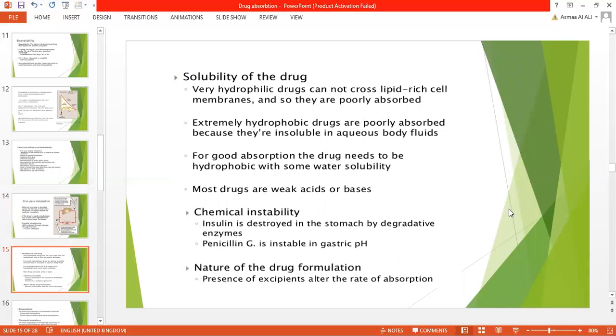Other factors: solubility of the drug. Very hydrophilic drugs cannot cross the lipid-rich cell membrane, and so they are poorly absorbed. Extremely hydrophobic drugs are poorly absorbed because they are insoluble in aqueous body fluid. For good absorption, the drug needs to be hydrophobic with some water solubility. So most drugs are weak acids or bases.